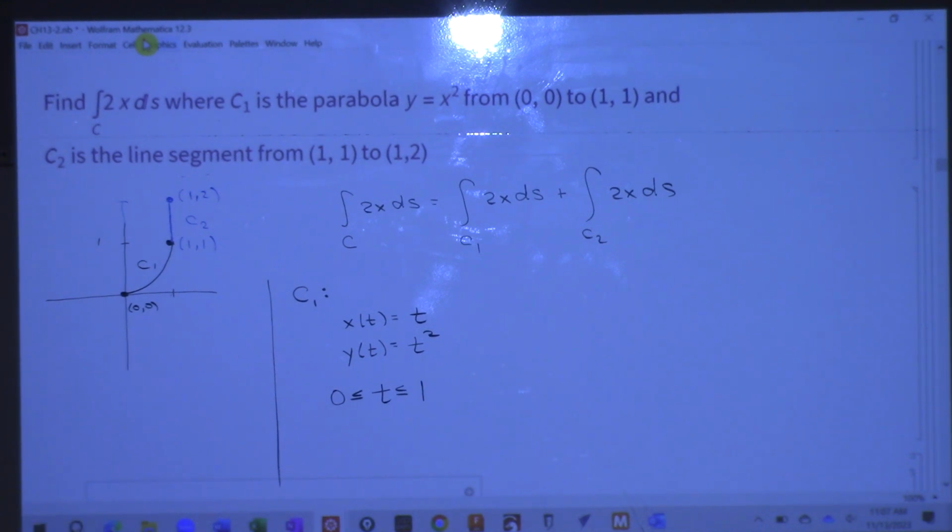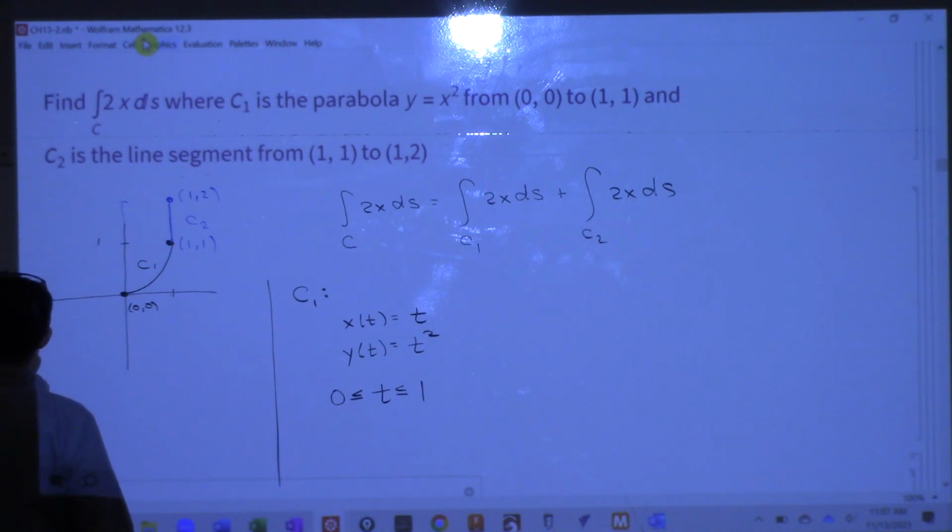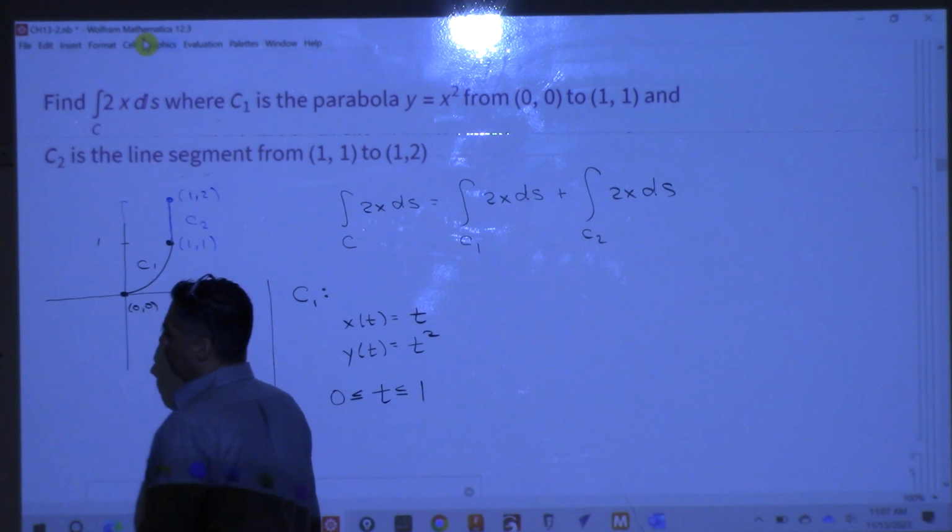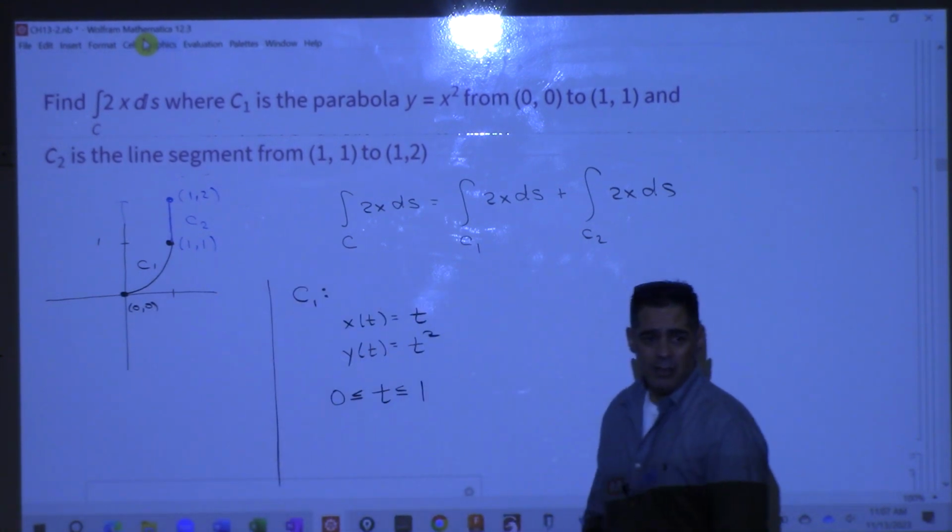Let me put on the board here, on the side here, integral over C of f of x y ds is equal to the integral from a to b of f evaluated at x of t, y of t, and then the square root of dx dt squared plus dy dt squared dt. That's our formula that we're going to be using.